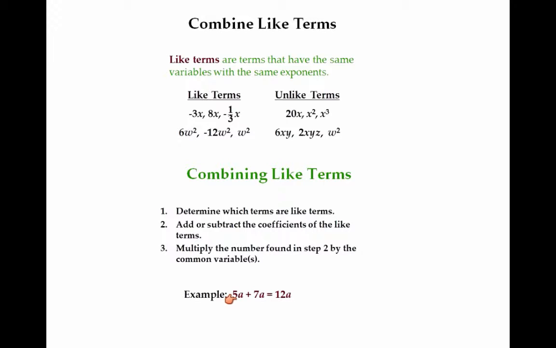If I have 5a plus 7a, we can combine these two to 12a. It's kind of like I have 5 apples and 7 apples, so I'm going to add them up to 12 apples. That's pretty simple.